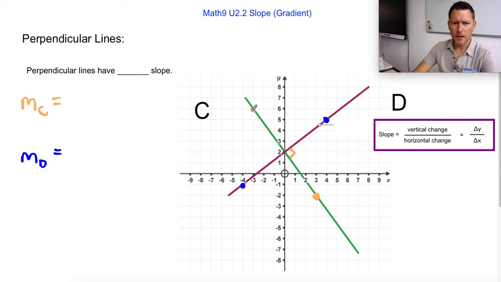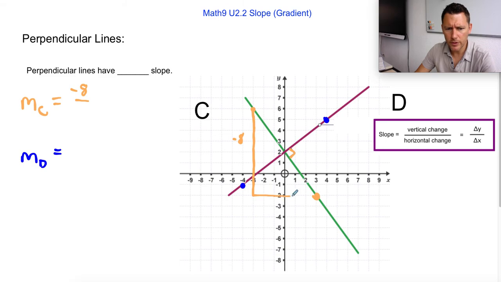All right, here's mine. I'm going to start from here to here, and so this goes 1, 2, 3, 4, 5, 6, 7, 8. And it's going downhill, so that's -8 over runs 1, 2, 3, 4, 5, 6 over 6. Simplified to -4/3. Great, there's our slope.